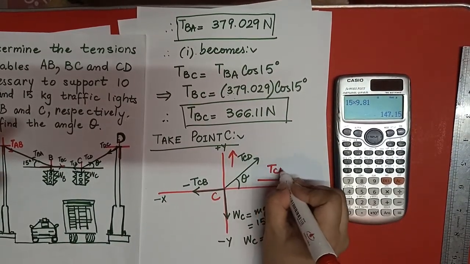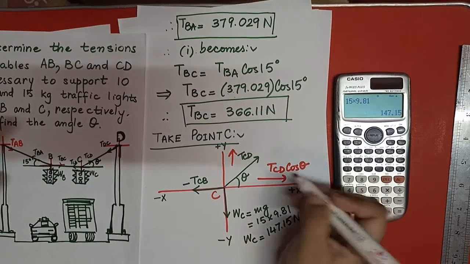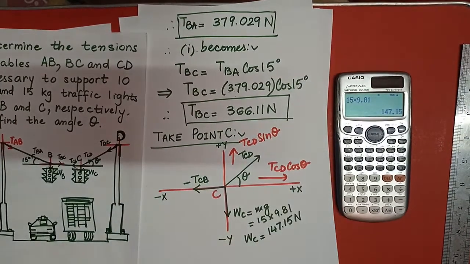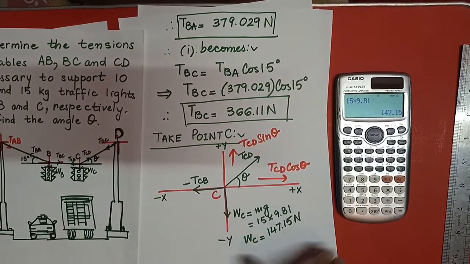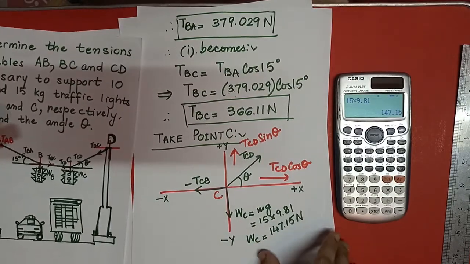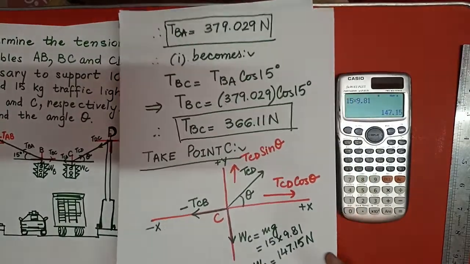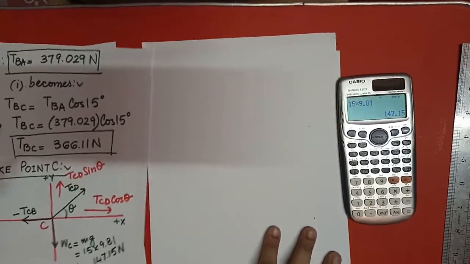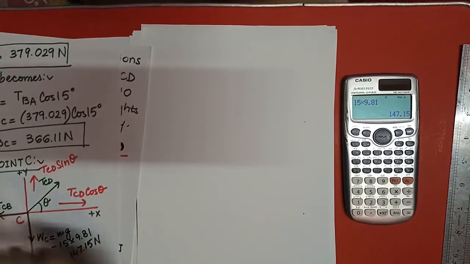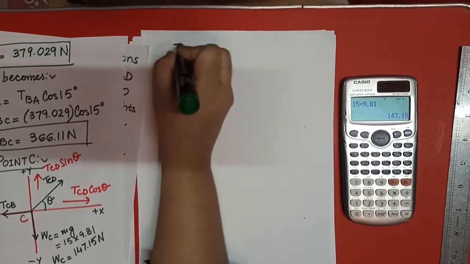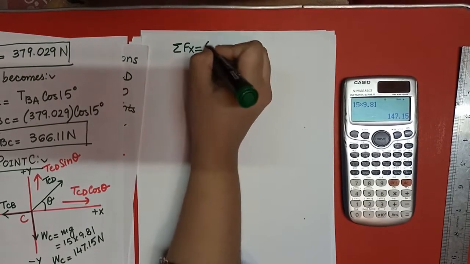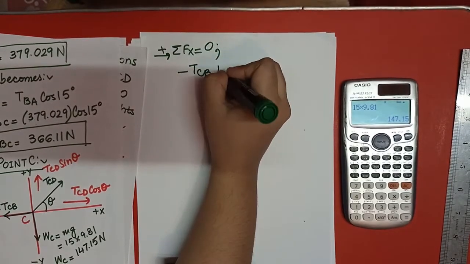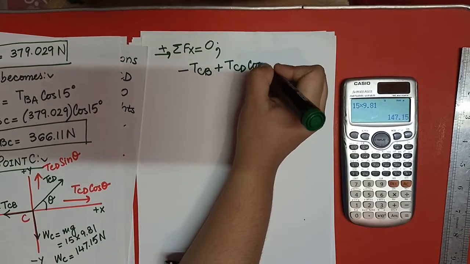Now I have to resolve this TCD into its components. So this is TCD cos of theta, and this should be TCD sin theta. This is the way we can resolve the force into its components. Now I have to sum up horizontal forces equal to 0. It means we have to apply the equation of equilibrium here. So I am summing up horizontal forces equal to 0. This is minus TCB, plus TCD cos of theta.